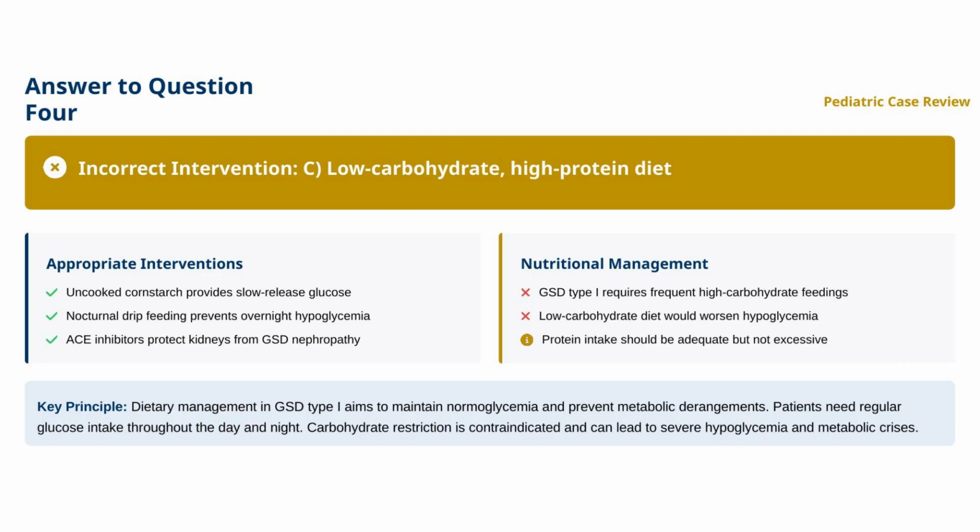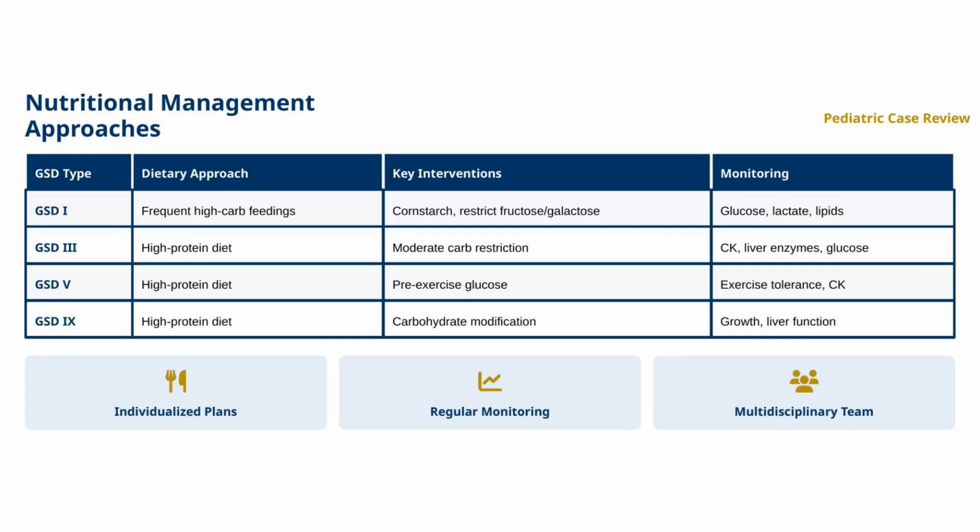A low-carbohydrate diet would be harmful as it would worsen hypoglycemia in patients who cannot effectively mobilize glucose from glycogen stores. Protein intake should be adequate but not excessive. Dietary management aims to maintain normal glycemia and prevent metabolic derangements. Nutritional management varies significantly across different types of glycogen storage diseases.